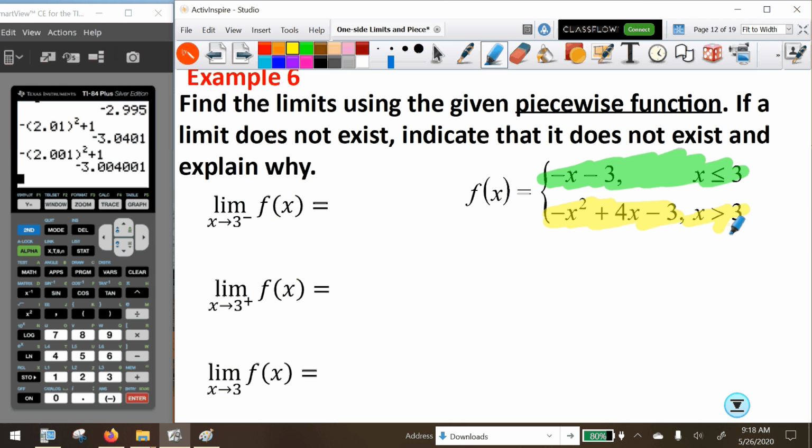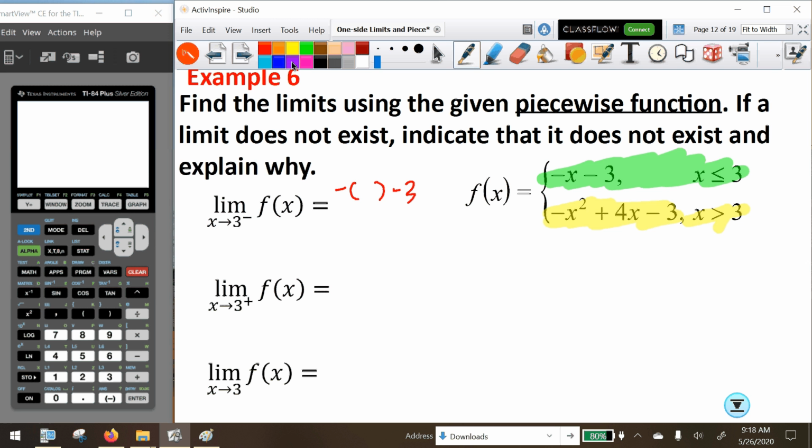All right, we're going to evaluate the function as x gets closer to 3 from the left side of 3 by plugging that into this linear function here. So negative x minus 3. How does this behave as x approaches 3? Well, we get negative 3 minus 3, which is equal to negative 6. So the left-hand limit of the function as x approaches 3 is equal to negative 6.